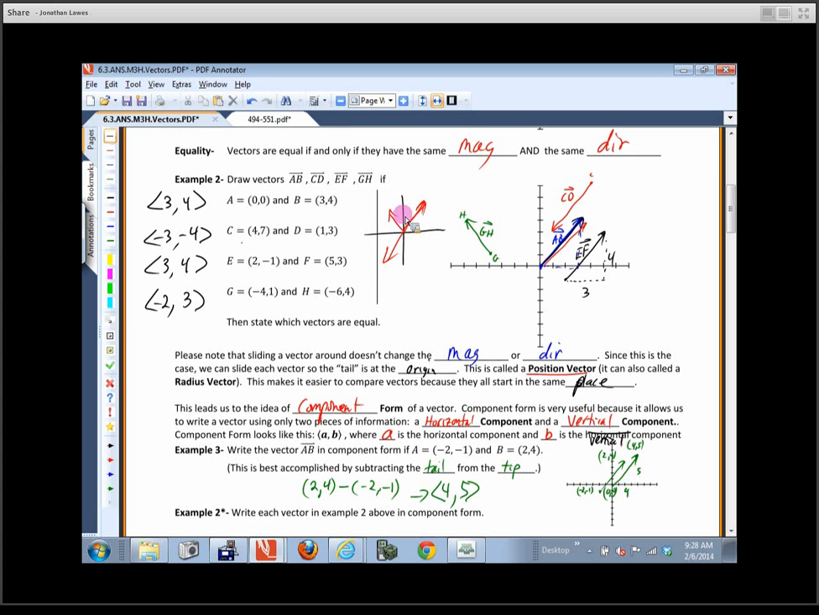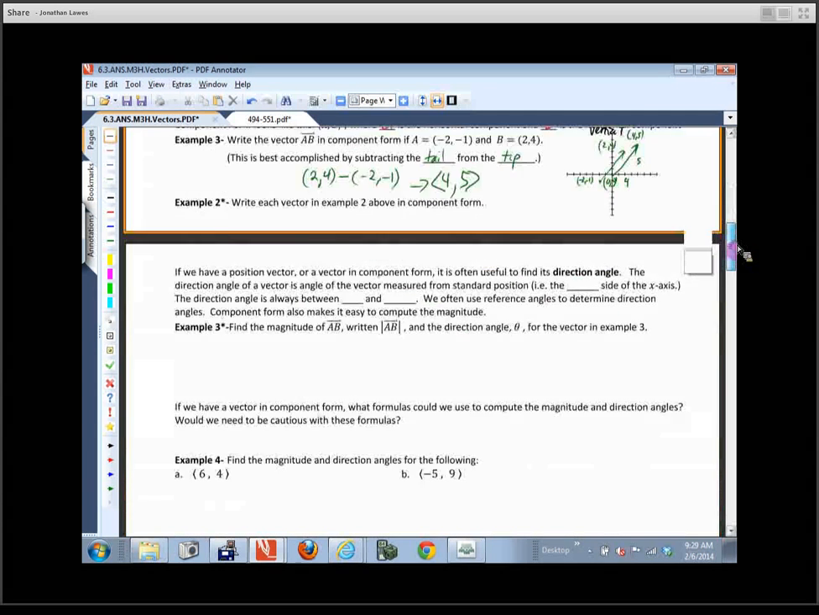Okay? See how these vectors right here, if we move them so their tail is at the origin, if we make them position vectors, it's very, very easy to compare them. Okay? Component form is unbelievably useful, especially in higher mathematics. Okay? All right, everybody good? Okay, go ahead and flip the page over.